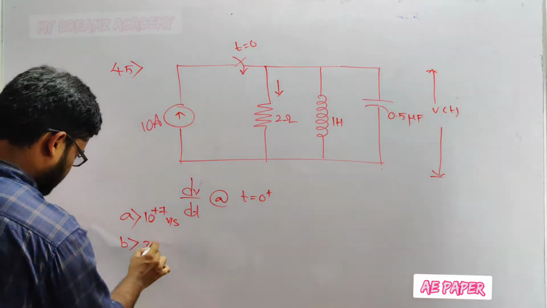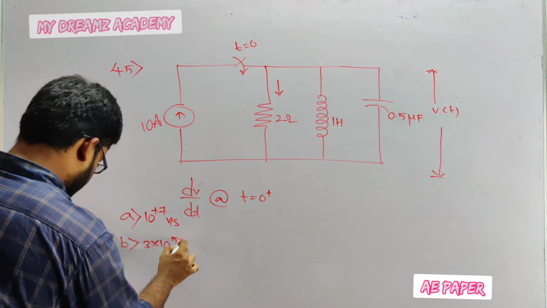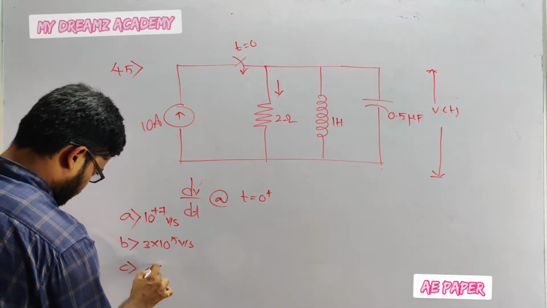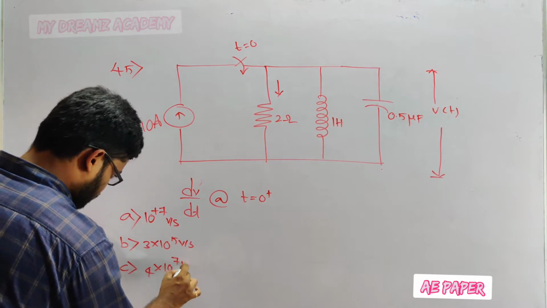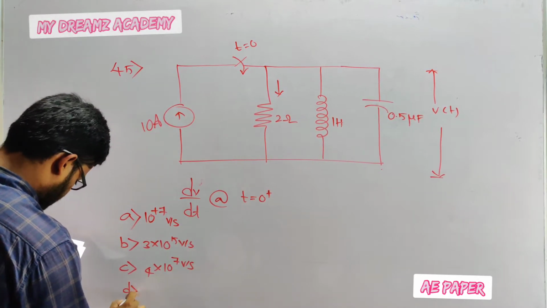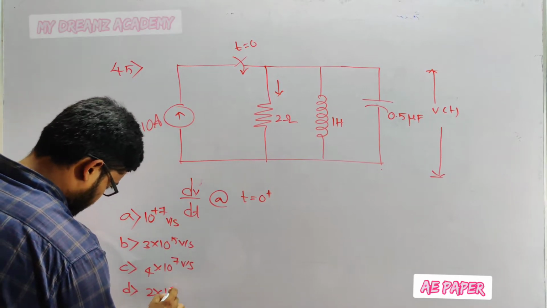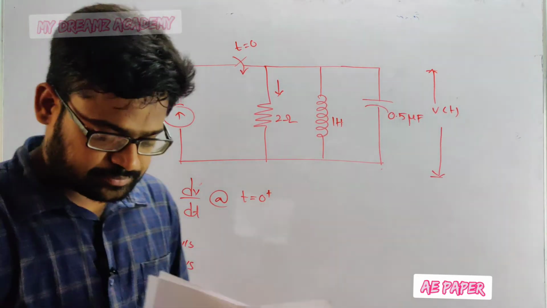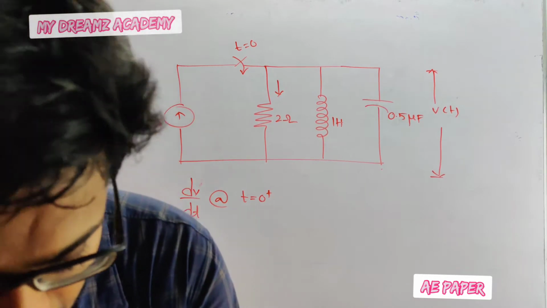Option B, that is 3 into 10 to the power of 5 volt per second. Option C, that is 4 into 10 to the power of 7 volt per second. Option D, that is 2 into 10 to the power of 7 volt per second. Now which option is correct? That we are going to see now.